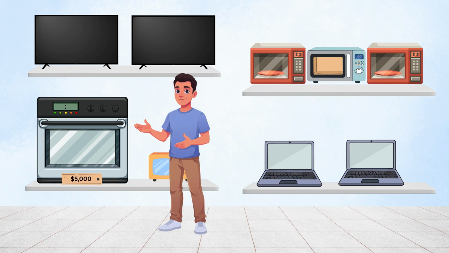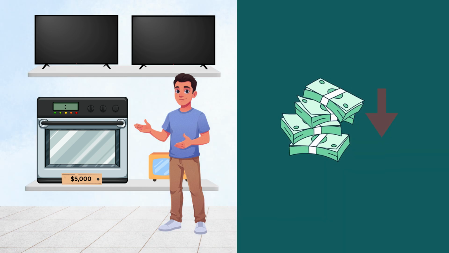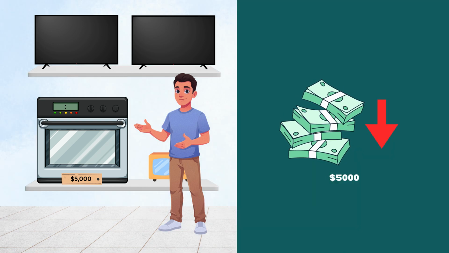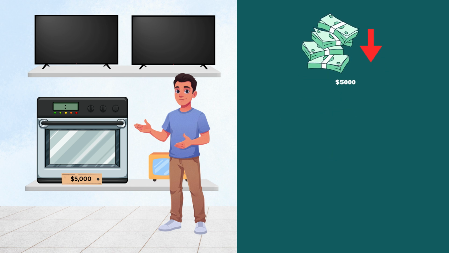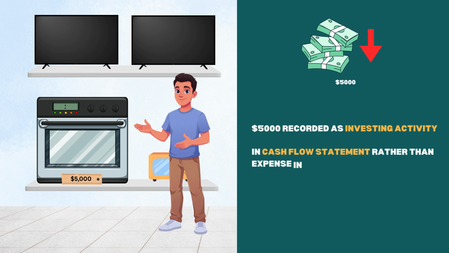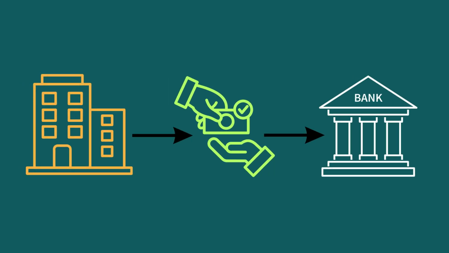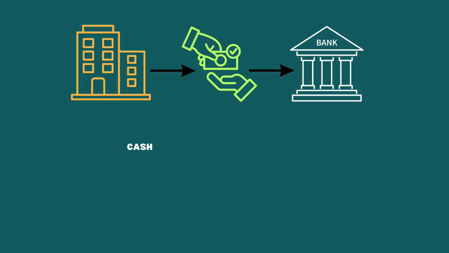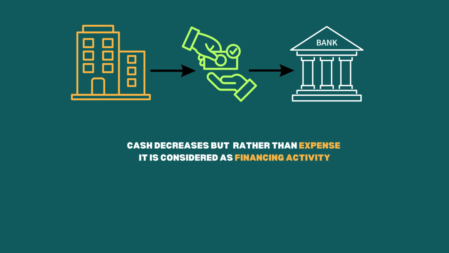Now imagine Max buys a new commercial oven. It costs $5,000. Cash leaves the business immediately, but the oven will be used for years. So the income statement doesn't record the entire $5,000 as an expense today. Cash decreases much more than profit. Or maybe Max repays part of a bank loan. Cash leaves the business, but paying back the loan itself isn't considered an expense. Once again, cash changes, profit doesn't.